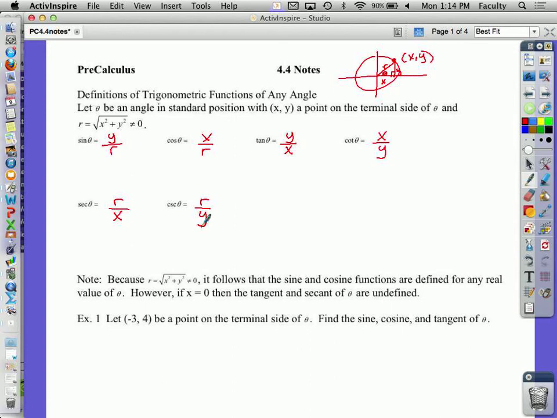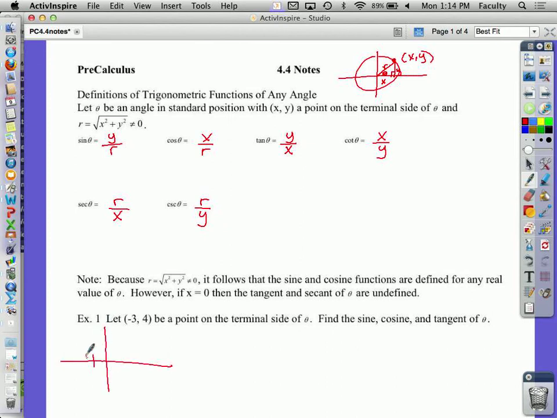But the note here is, since r is the length of the radius, that can't be 0, because then you wouldn't have a point out on a circle. It follows that sine and cosine functions are defined for any real value of theta. However, if x is 0, look at tangent and secant. If x is 0, it's undefined, and we're going to actually determine there's vertical asymptotes there. Now, they don't mention it, but if y is 0, we also have a problem with cosecant theta and cotangent theta. But we'll get to that when we do our graphs.